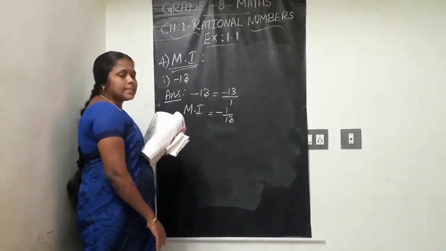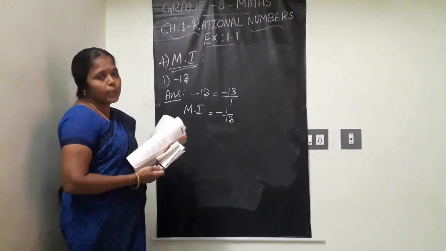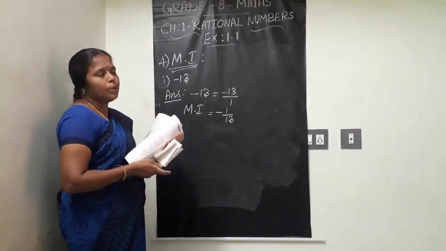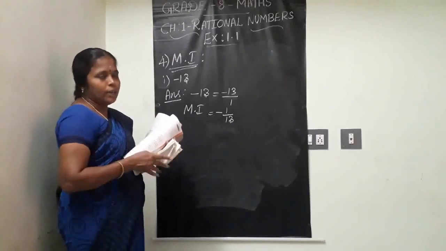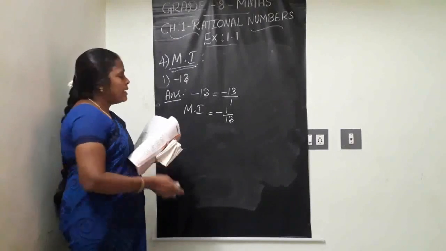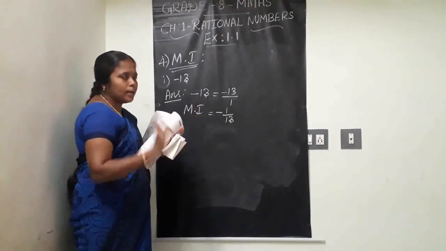Multiplicative inverse, in this category, how to check whether your answer is correct or wrong? What you have to do? You have to multiply the two rationals. At that time, your product must be 1. If you get 1 as the answer, your sum is correct. Clear? Now we will check whether this product is coming as 1 or not.